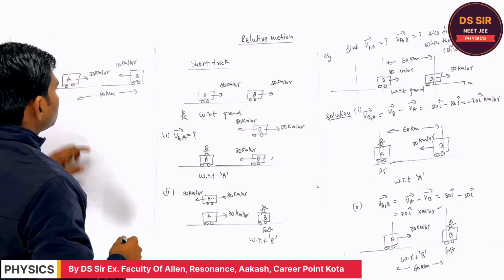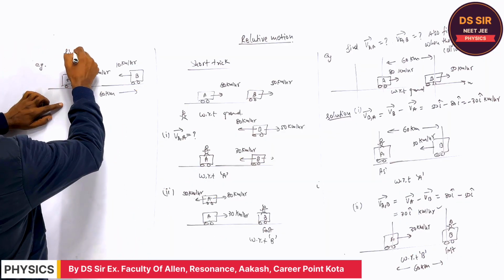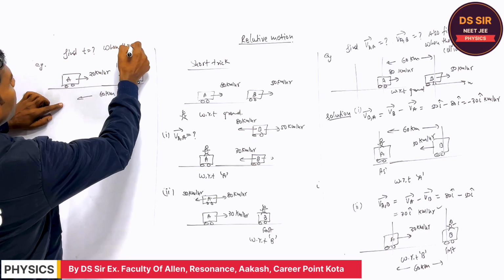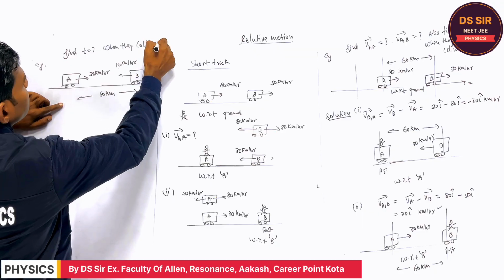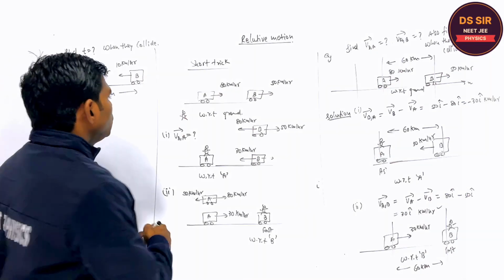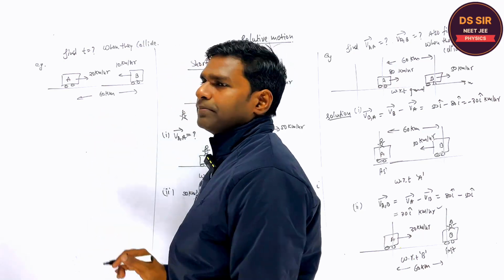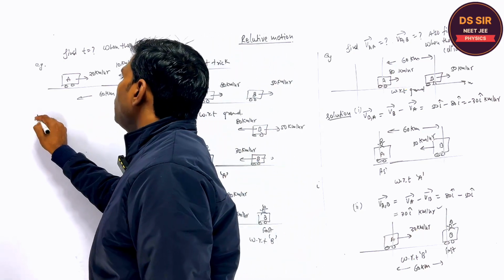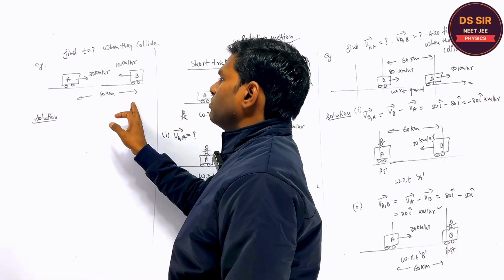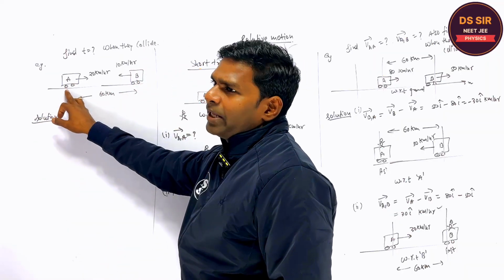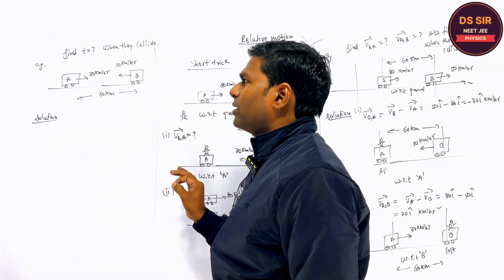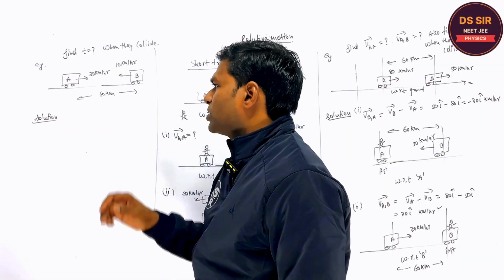They will collide. So what do you have to find? Find the time when they collide. This is the question, right? Copy this and try. So how to solve this question, you tell. You have to find the time. So either you choose A or B. You can sit on either A or B. You tell me on which car we should sit.